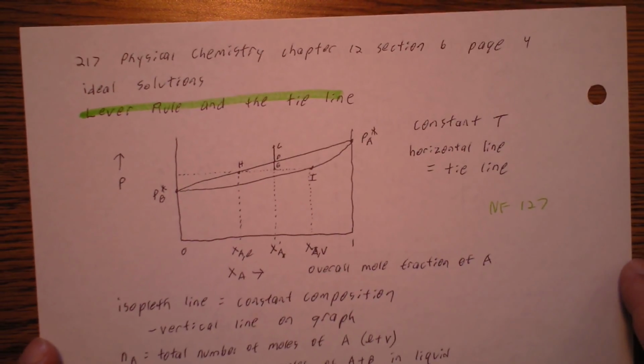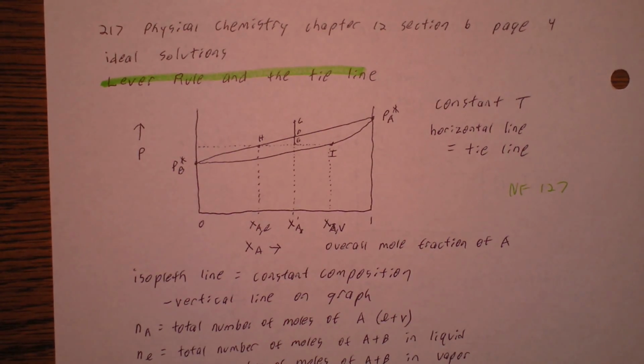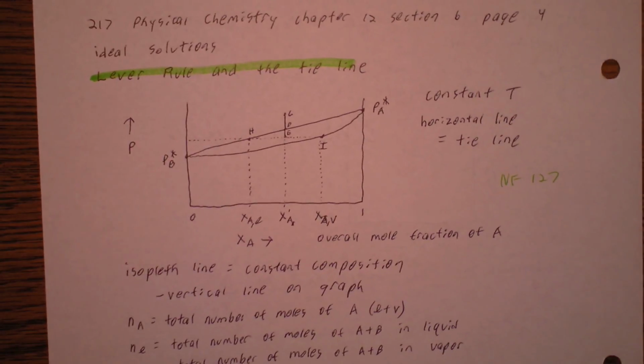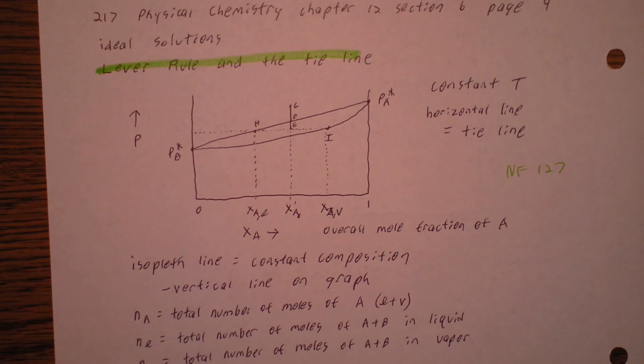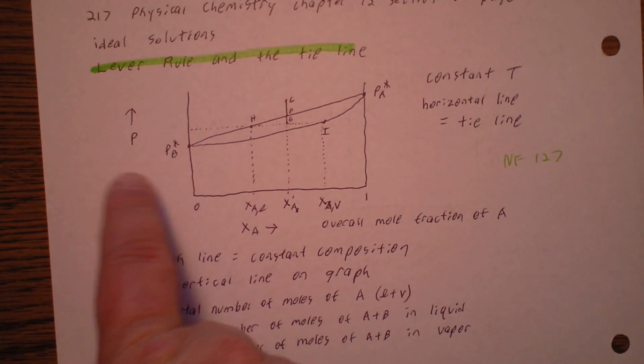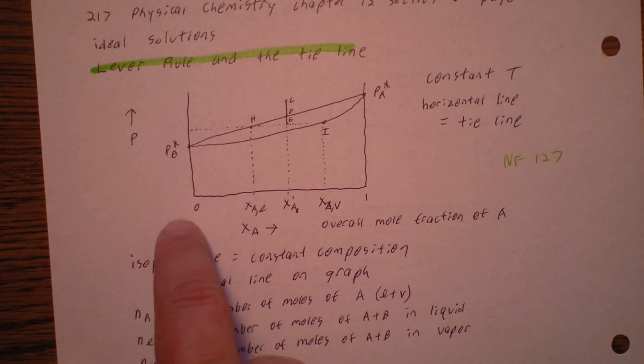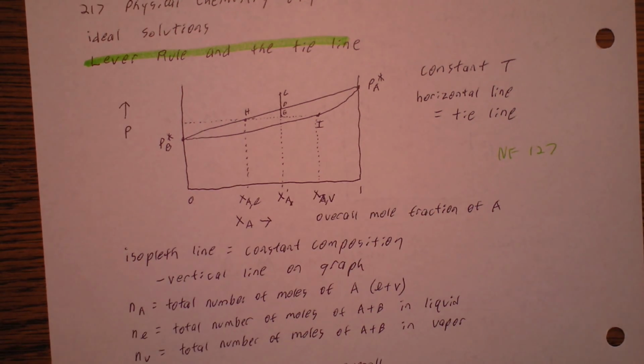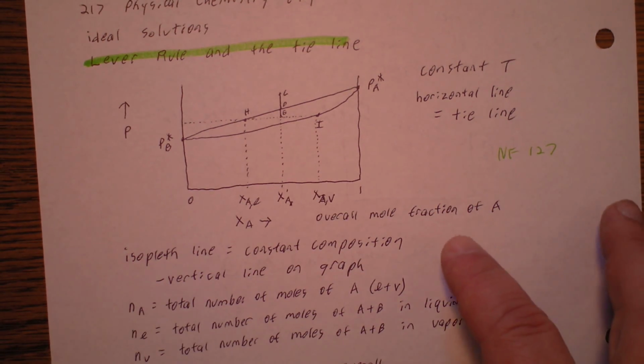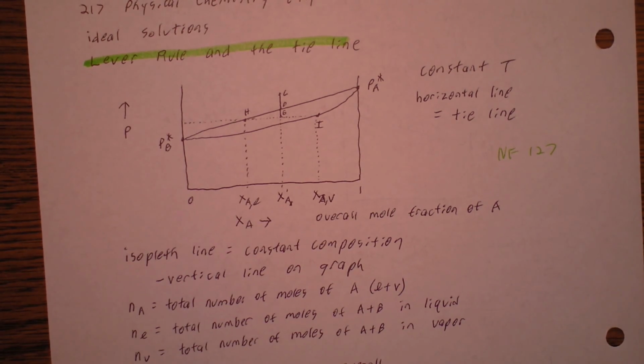Now let's talk about ideal solutions. We're going to talk about the lever rule and the tie lines. So we have this diagram we just drew before where we have pressure against mole fraction of A. So we have pure B, pure A. Now remember, this is the overall mole fraction of A in the entire system, vapor phase and the liquid phase. And again, we're holding temperature constant, so we don't need a three-dimensional graph.